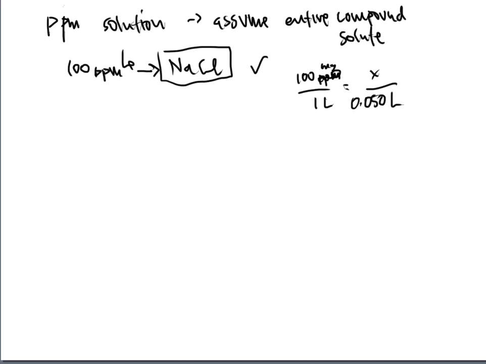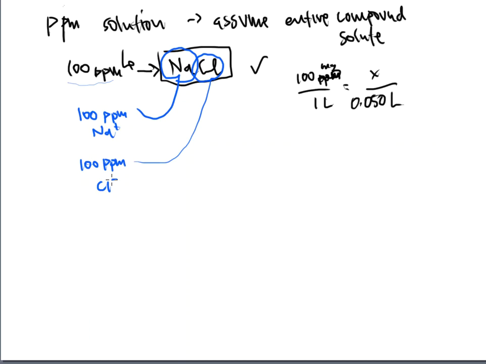But there is an instance where I might not want to make 100 ppm of the entire thing. What if I wanted to make 100 ppm of just sodium? Or what if I wanted to make 100 ppm of just chlorine? I can do that. A 100 ppm sodium solution, or a 100 ppm chloride solution. How do I handle these types of problems? These are the ones that are a little more complicated, and these are the ones that make people the most confused. So let's talk about how to do it.